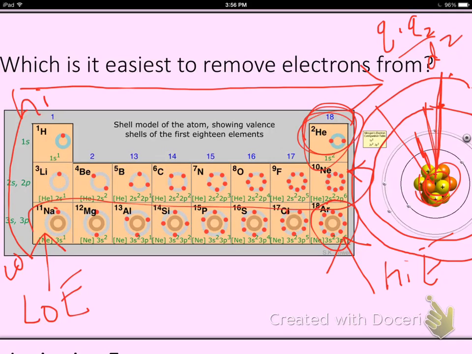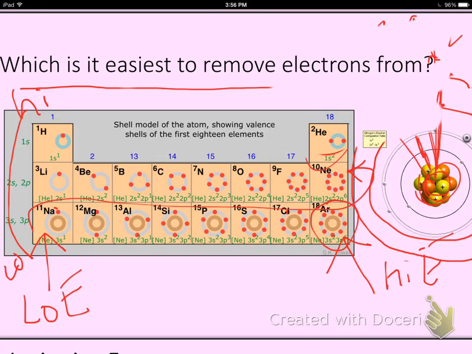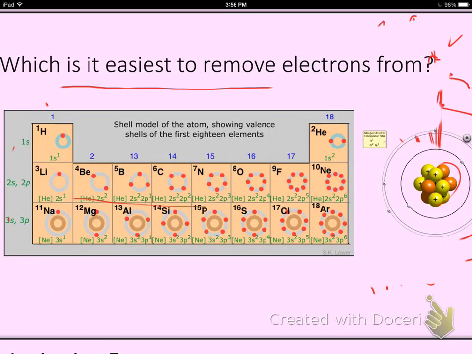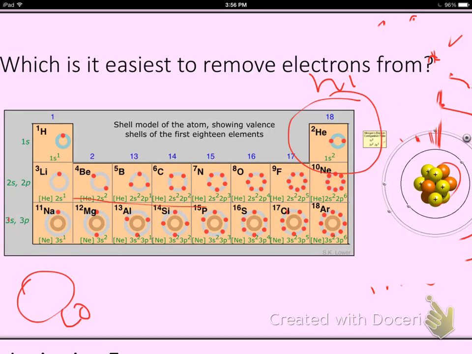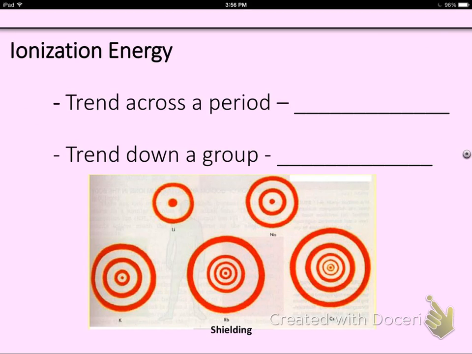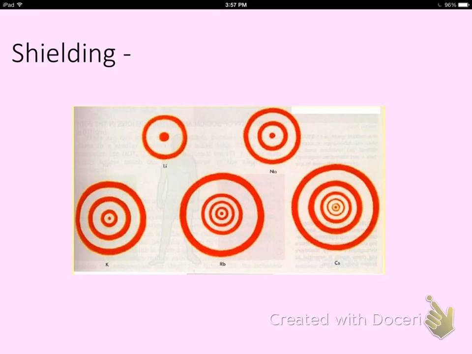Let me just erase a little bit of what I have here so we can see it more clearly. So the high is going to be up here. This is where it's going to be highest, and where it's going to be lowest is in the bottom left. Okay? Hopefully that makes sense. So the trend across a period is ionization energy goes up, and the trend down a group is the ionization energy goes down. Okay, and again, what's happening here, let's take a look at the next picture.